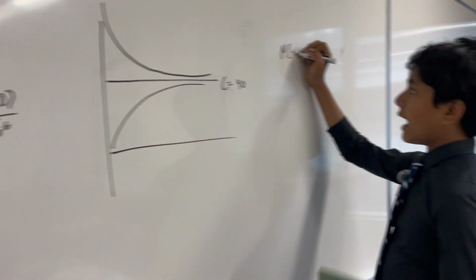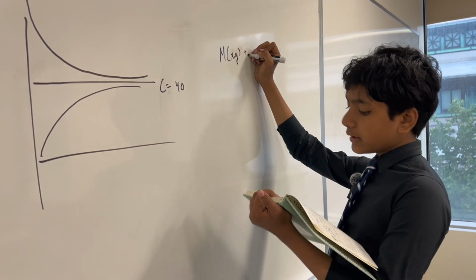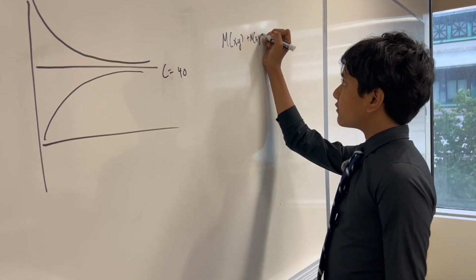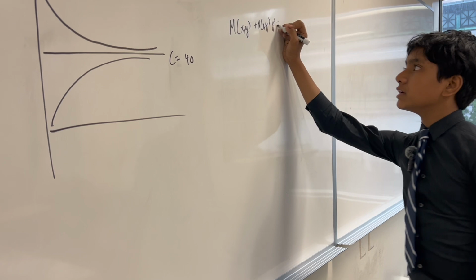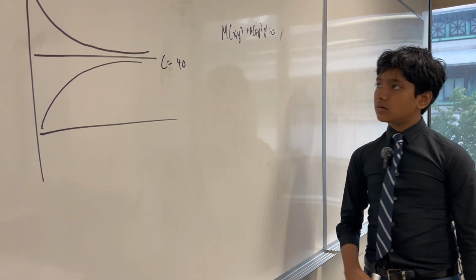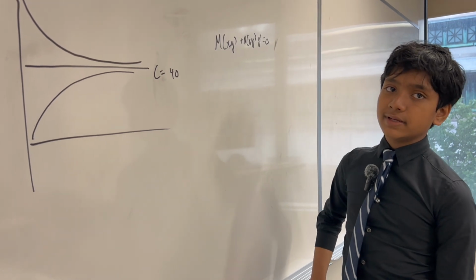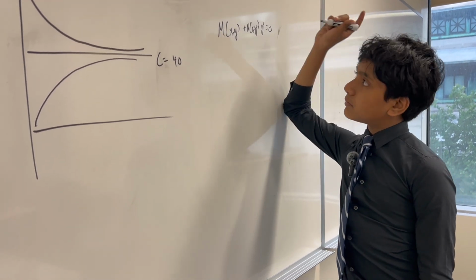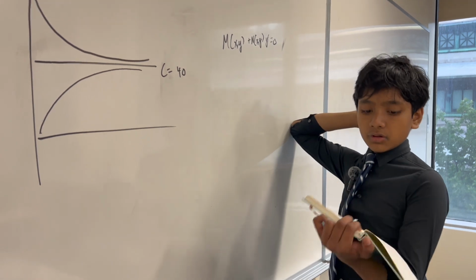So we have M, which is a function of x and y, plus N, which is also a function of x and y, times y prime equals 0. This is the most general form any single first order differential equation can take, and only a limited amount of these are actually solvable.